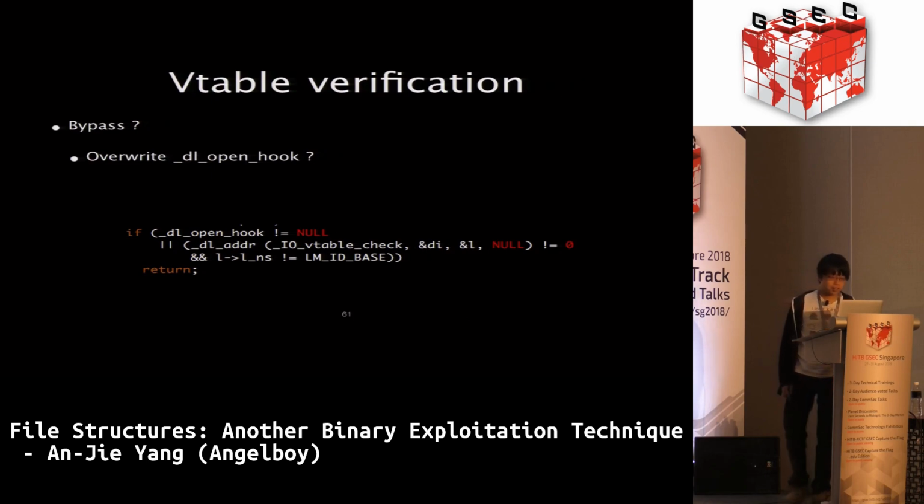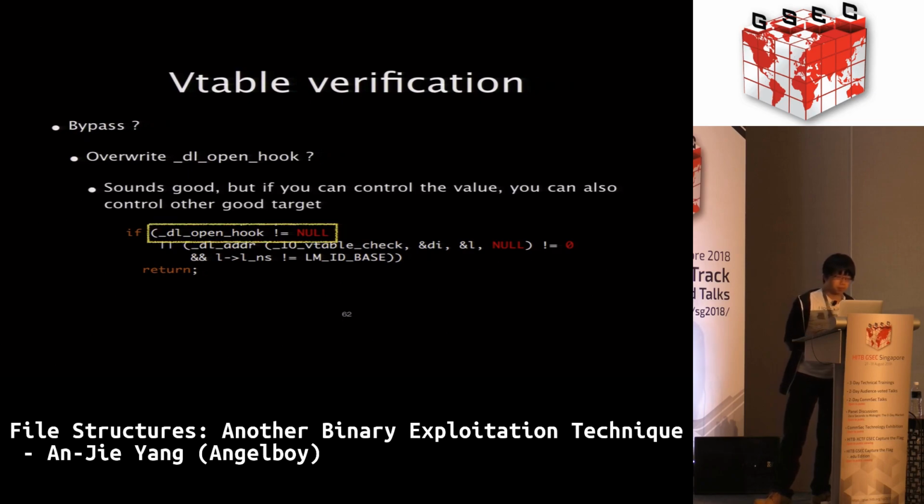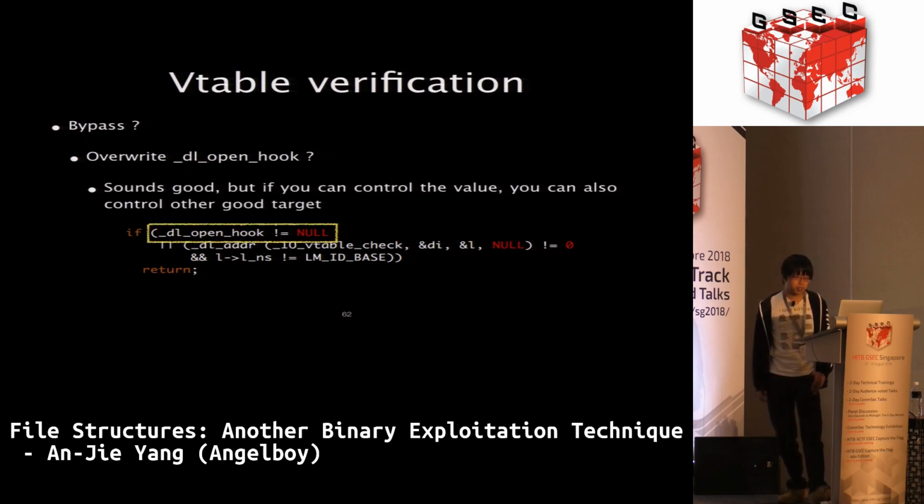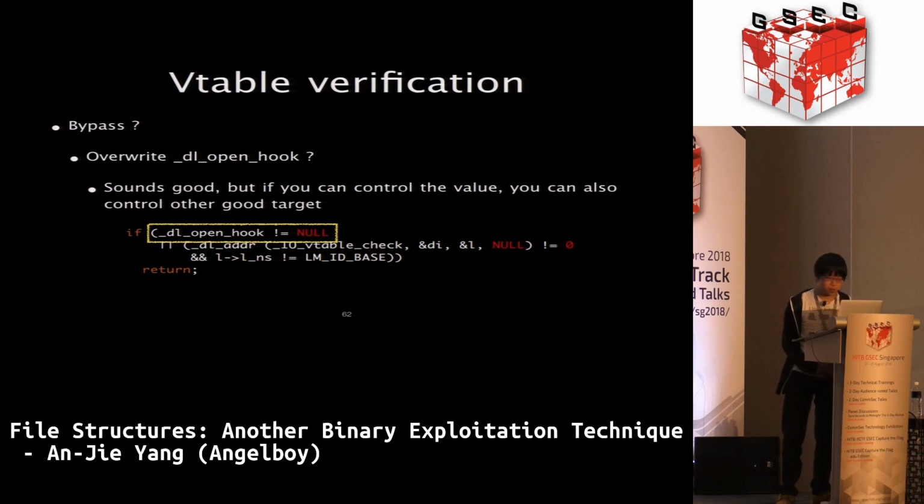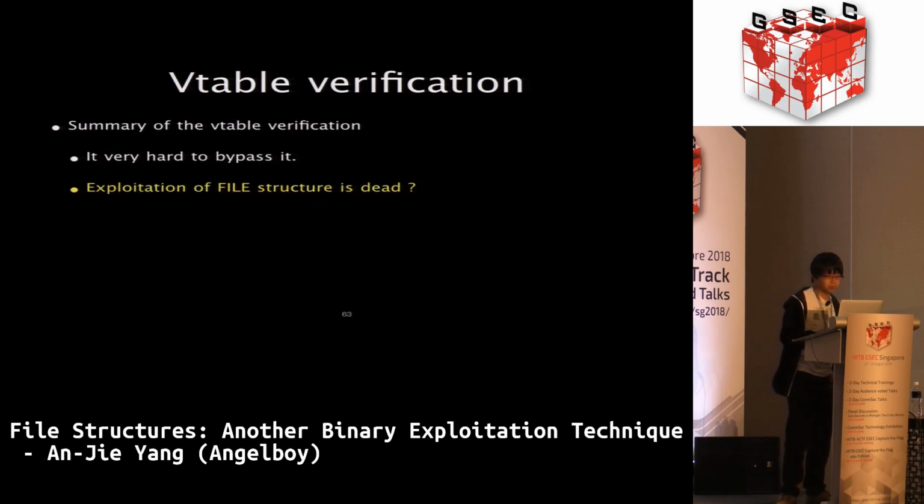Okay, can we bypass it by overriding the value of the dl open hook? If the value is not null, it will bypass the check. It sounds good, but if you can control the value, you can also control other good targets, such as malloc hook, free hook, realloc hook, and so on. Accordingly, directly bypassing the vtable verification is very hard.